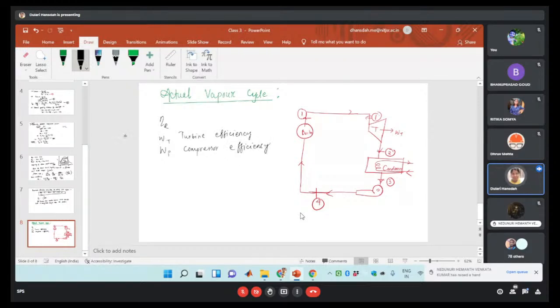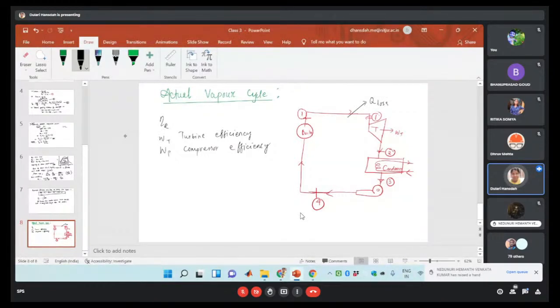Compressor efficiency, or it is the pump efficiency. Okay, so here it is the flow diagram of your vapor power cycle. If we are considering the losses, then certain heat will be lost when the steam is going to the turbine inlet. So that heat loss I can take as Q loss.